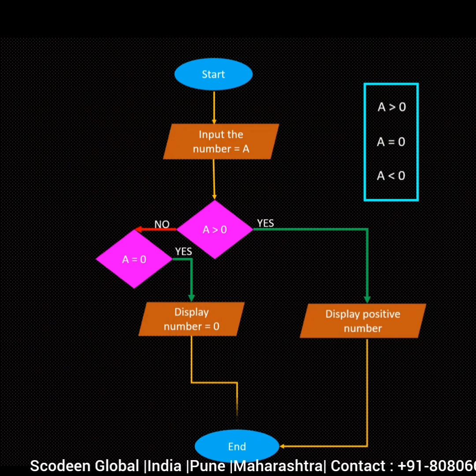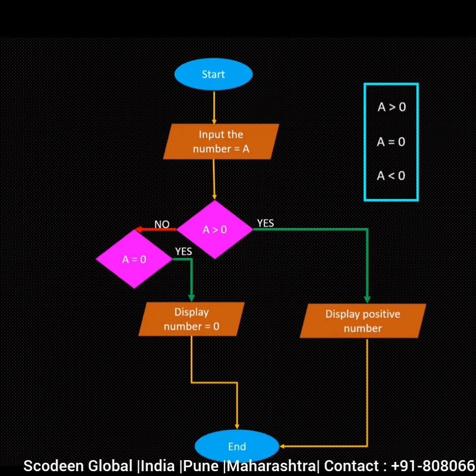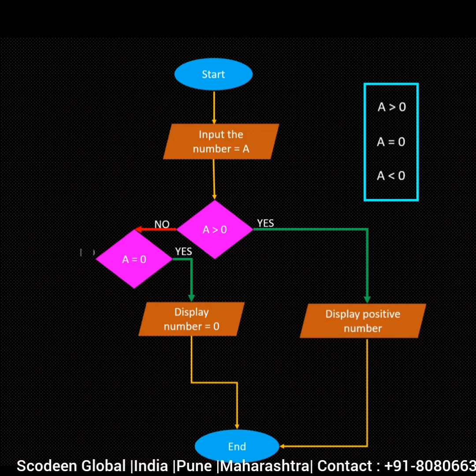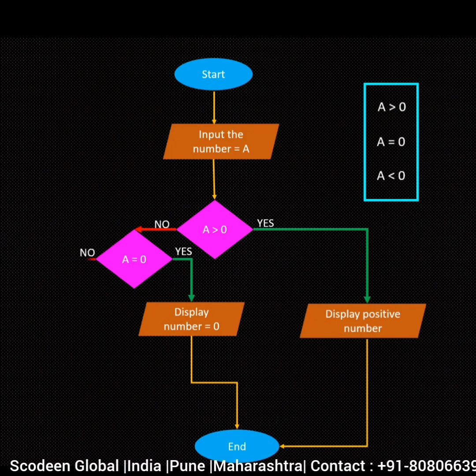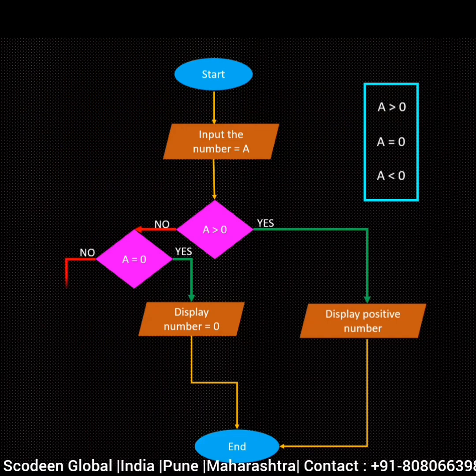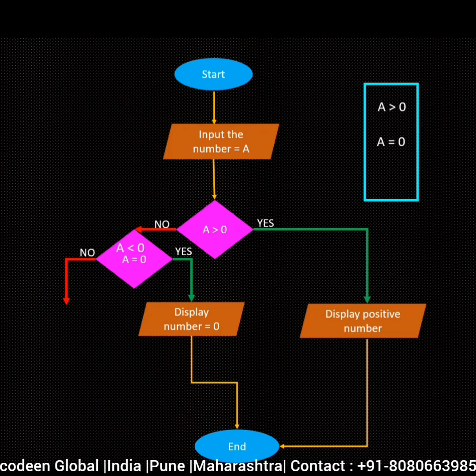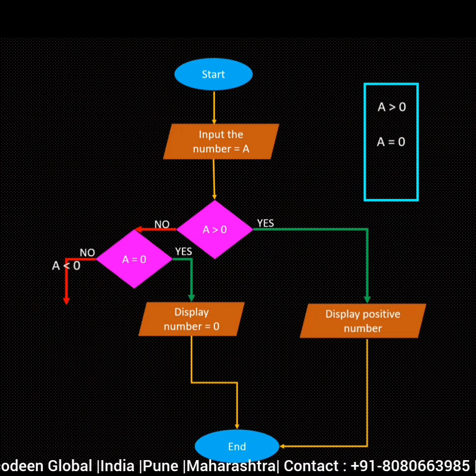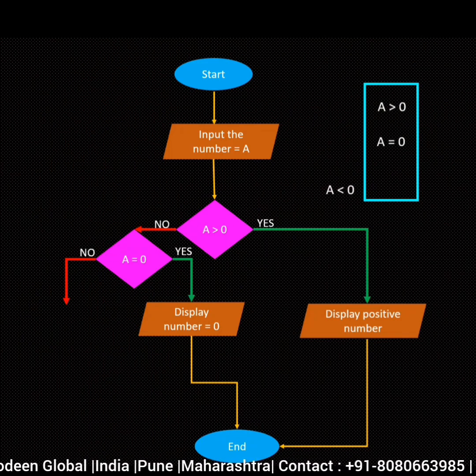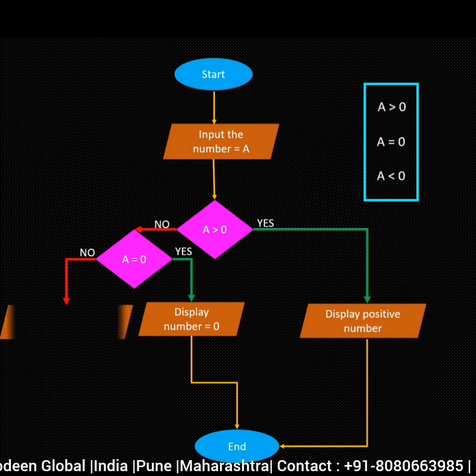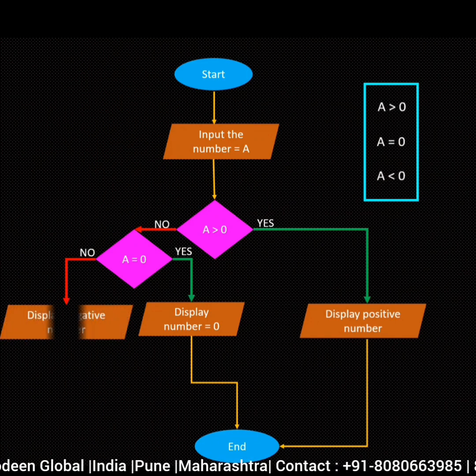Now finally, it can also have a false condition. Let's consider the false condition, that is no. So ultimately the final condition is there, that is A is less than 0. We can write here display the number is negative. So we can end the flowchart.